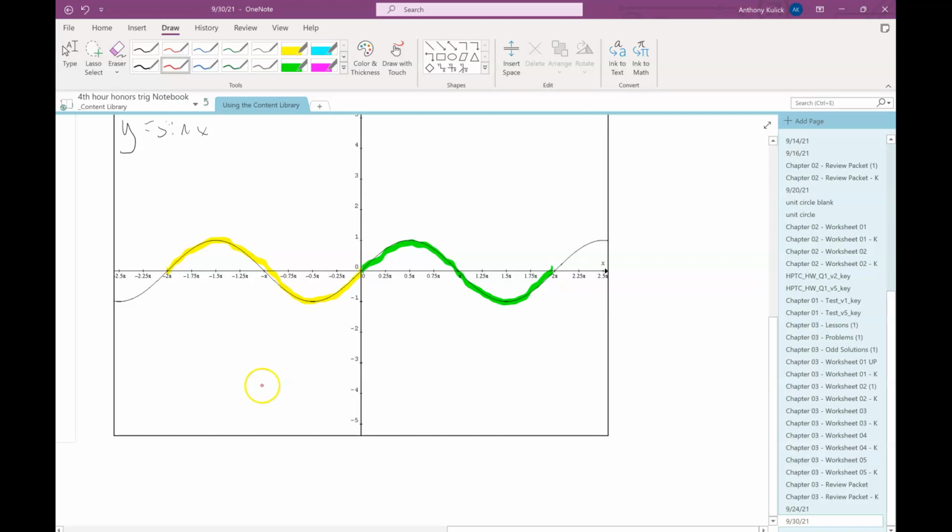A graph that repeats like this we call periodic. And the length of one of these non-repeating segments, so from here to here, is 1 period. In this case, the length goes from 0 to 2 pi. So the length there is 2 pi. Feel okay?